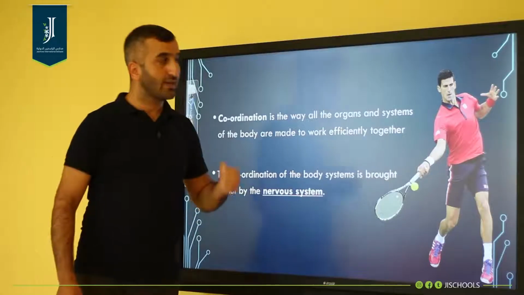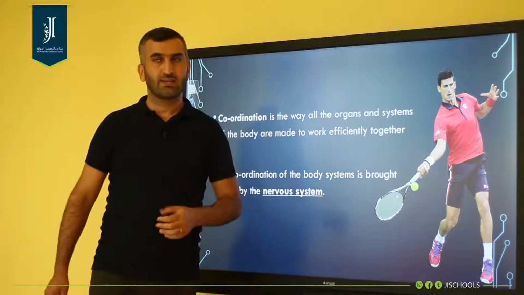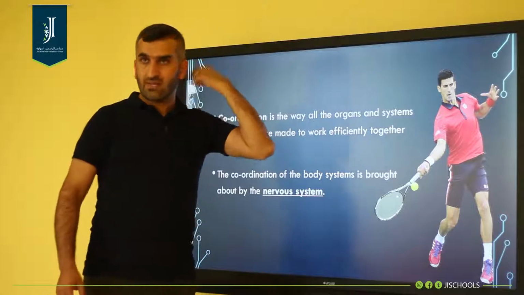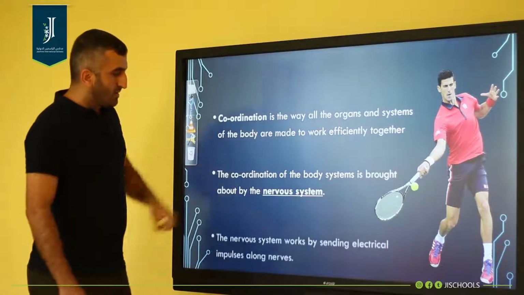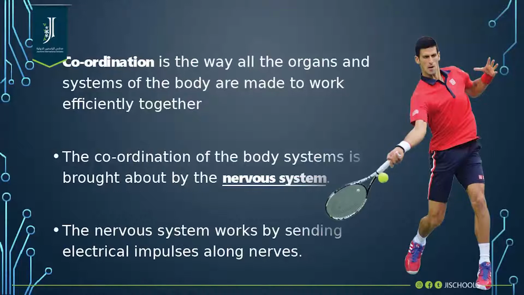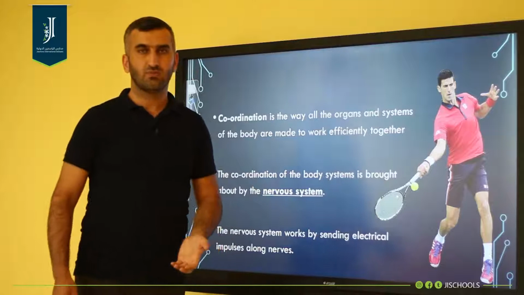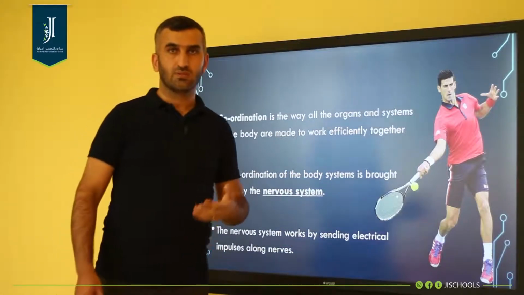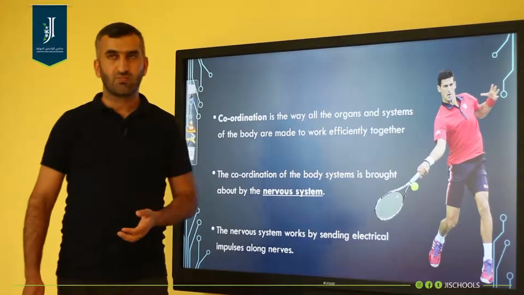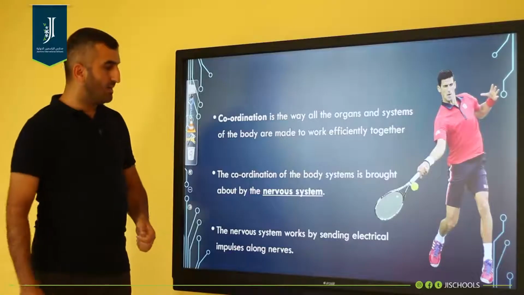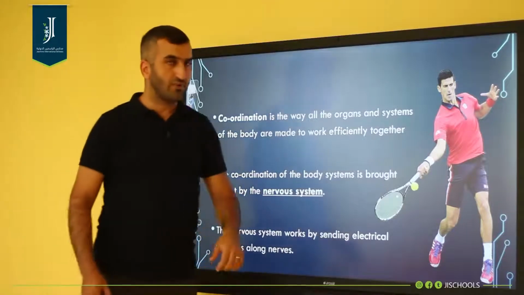As I mentioned at the beginning, the main organ that controls this process is the nervous system, which is made of the brain and spinal cord. The nervous system coordinates and works together with other organs of the body by sending nerve impulses. Nerve impulses are electrical signals that are transported throughout the body using the neurons or nerve cells.